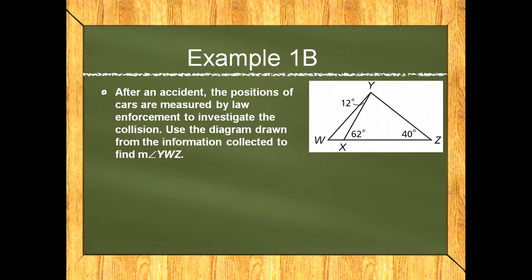Let's look at another example. This is the same diagram, but this time we want to find YWZ. This will be the entire angle associated with the vertex W. We know that the small angle at the top is 12 degrees. We don't know what angle X is, and we need to find X in order to find W. So step 1, let's find WXY right here.